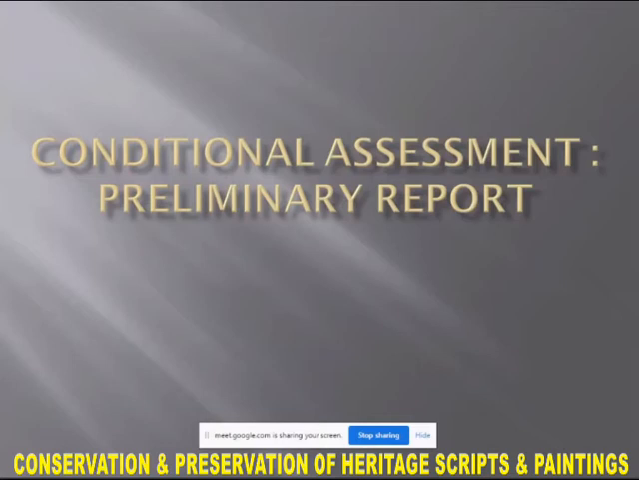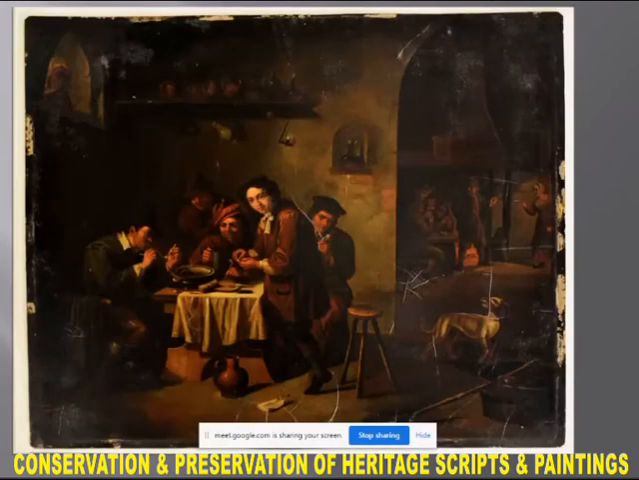Whenever an object comes before a conservator, the first few steps are to do a condition assessment. It is not an exhaustive report that one has to prepare; it always has to be a preliminary report. Based on this assessment, you move towards the more detailed analysis. I will give you an example. I had discussed this when you came to Bharat Kala Bhavan: some paintings are also painted on copper plates.